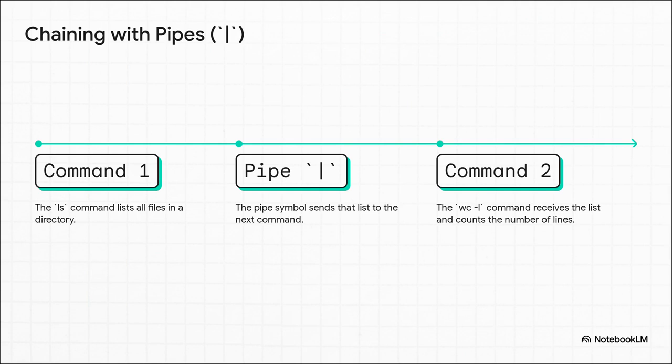And here's where it gets really cool. You can chain commands together using something called a pipe. Look at this example. First, we run the ls command, which just lists all the files in our current folder. Then we use that pipe symbol, the vertical bar, which takes that whole list of files and pipes it over to the next command. That second command, wc -l, its only job is to count lines. So it gets the list of files and just counts them. Boom. In one short line, we've counted every file in a directory. That's the kind of power we're talking about.